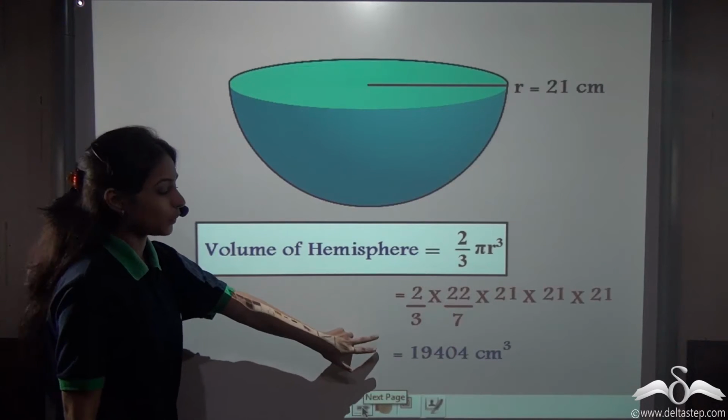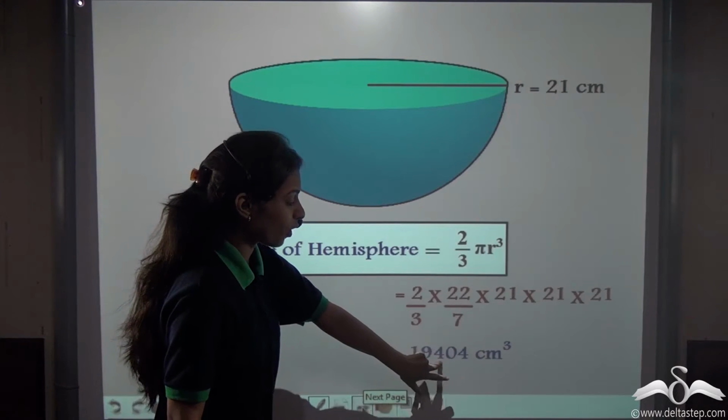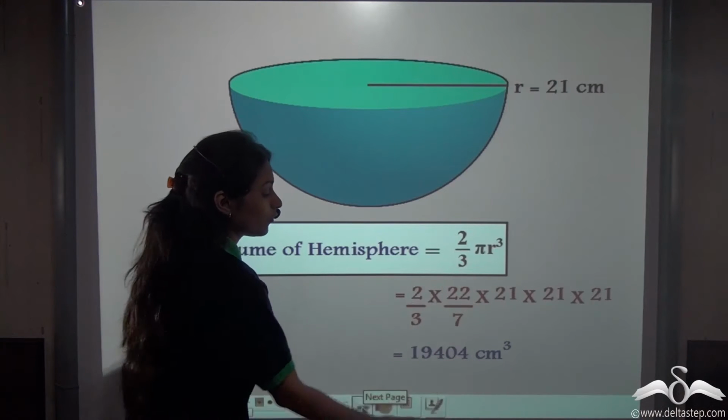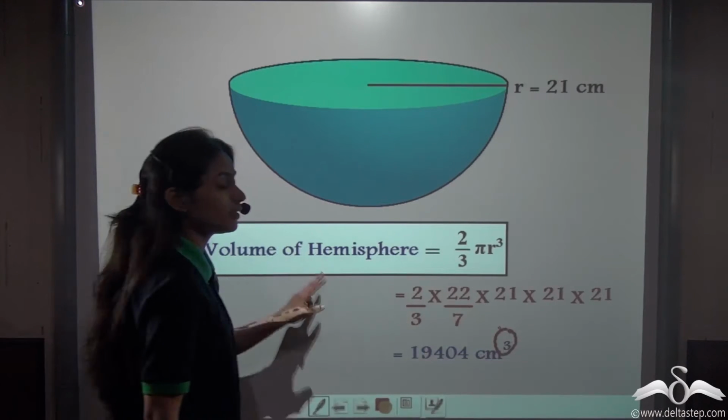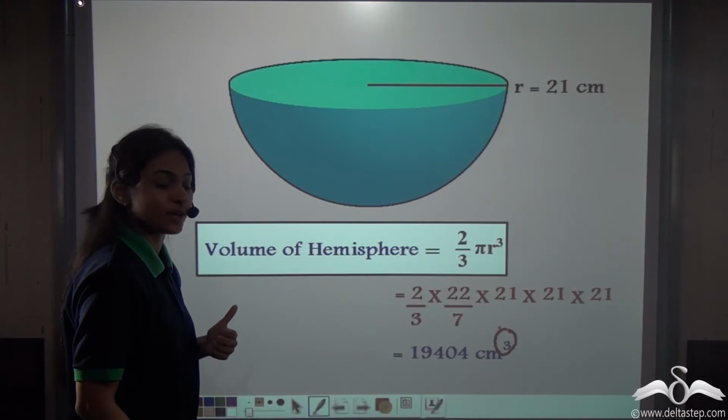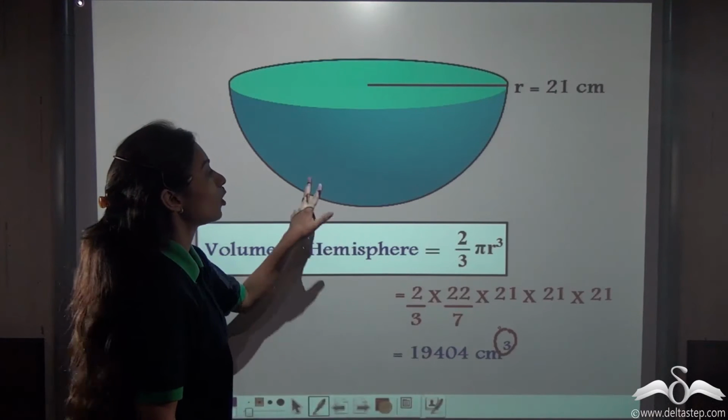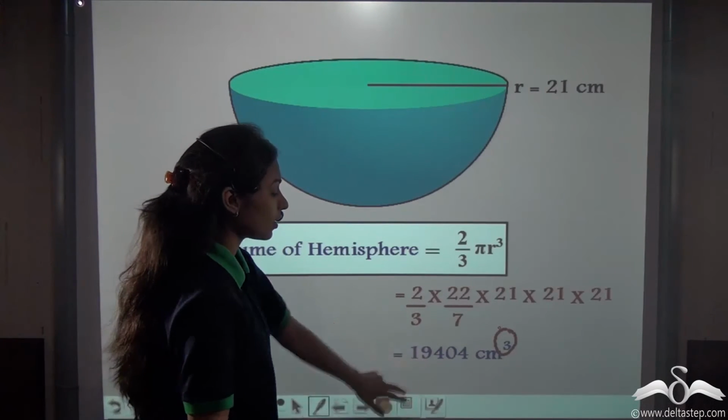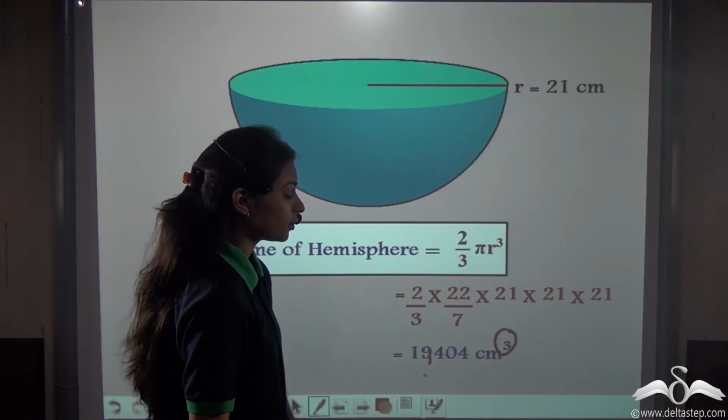Now, solving this, we are getting 19,404 centimeter cube. Now, we are using cubic units to represent volume, because volume is always represented in cubic units. So, the volume of this hemisphere is 19,404 centimeter cube.